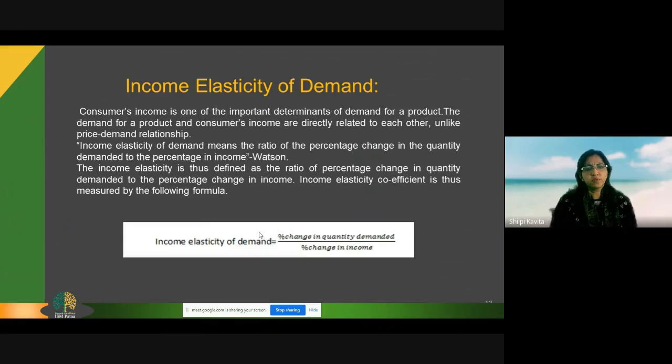Income elasticity of demand, we all know that there is a direct relationship between income and demand, and income elasticity of demand is the ratio of percentage change in the quantity demanded to the percentage change in income. You can see also that income elasticity of demand is equal to percentage change in quantity demanded divided by percentage change in income. That means how much change a change in income is bringing to the quantity demanded. We all know as income increases, demand also increases. But many times it is not so also. We'll be coming to that in the coming slides.